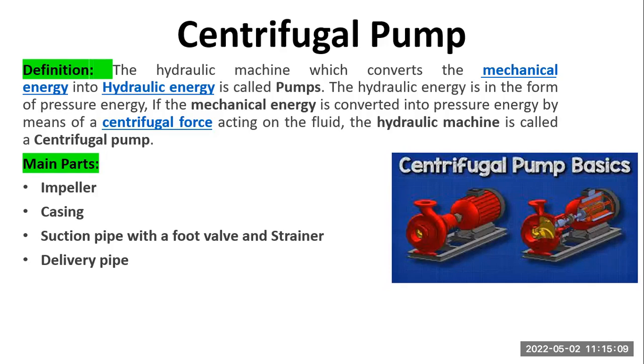तो इसके कुछ पार्ट्स है. They are main parts of centrifugal pump like impeller, casing, suction pipe with a foot valve and strainer, and the delivery pipe. So these are the 4 main parts. Okay, so please listen carefully. In between the lecture I will ask you.